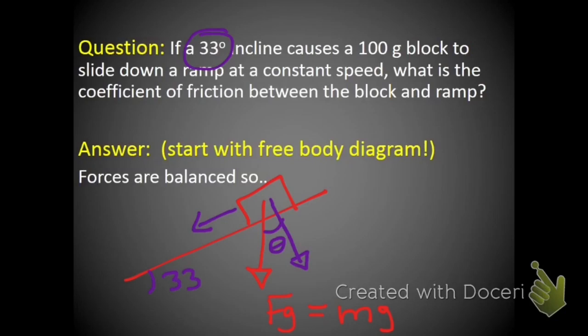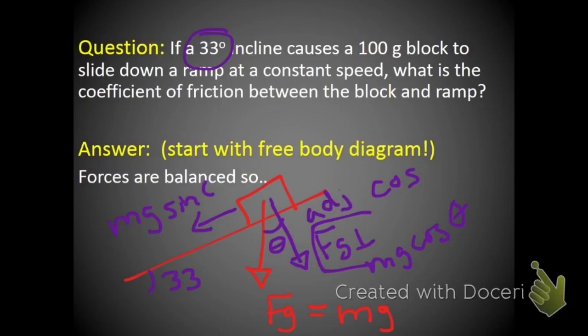And so I can figure out this perpendicular component, because that's the adjacent side, by using cosine. So if I do mg cosine of the angle, I'll get the perpendicular component. And if I use mg sine of the angle, I will get this opposite component, the parallel down the ramp component.